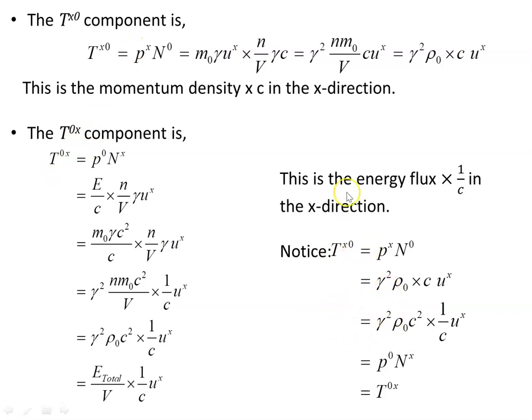Whether you have the momentum density in the x direction or the energy flux in the x direction, it's these factors of c and 1 on c which make for a difference, but they mean the same thing. If you put this extra factor of c in here, you take this c over here and put an extra factor of c and then multiply by 1 on c, you see that this component is the same as this component.